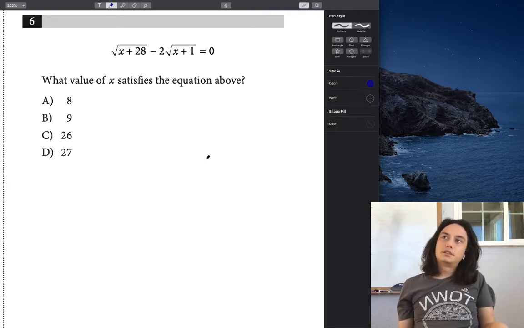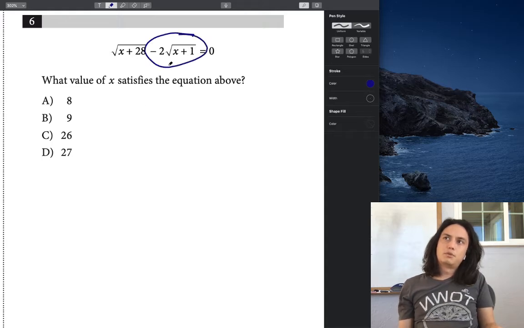Oh boy. Oh god, I hate this. What value of x? We're just solving for x. What value of x satisfies the equation above? So here's one thing not to do. You can't split these square roots up.